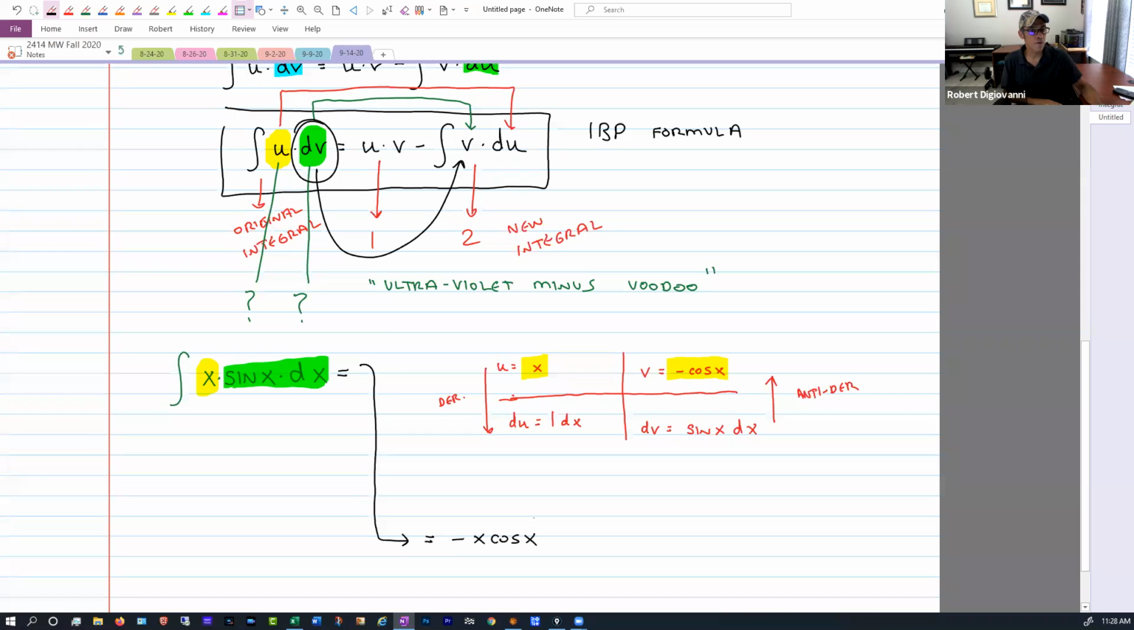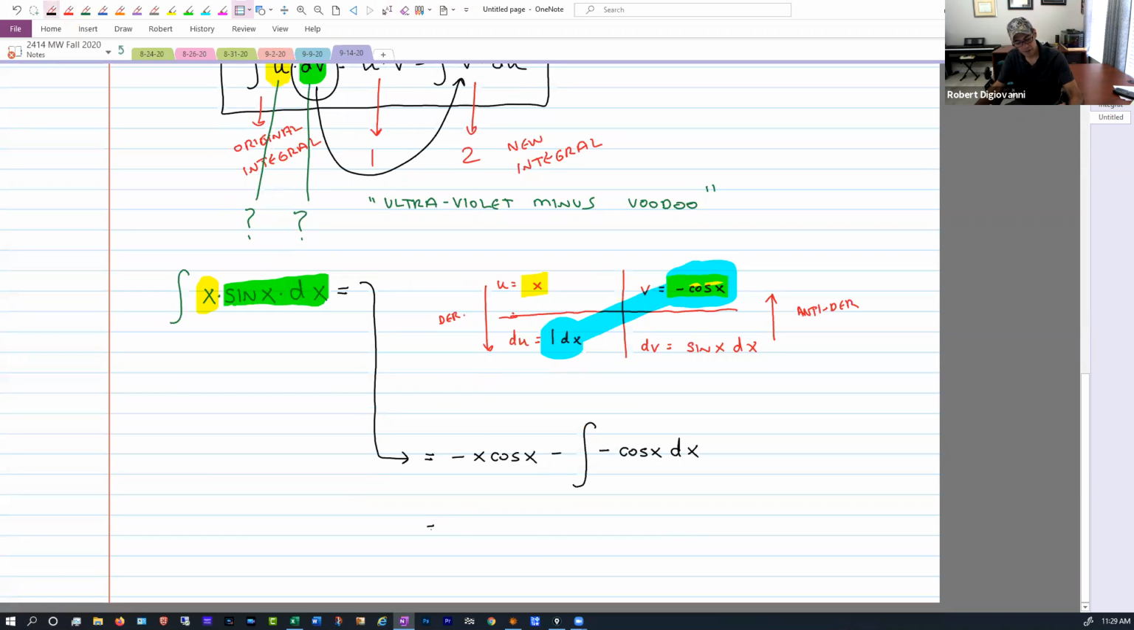And then the next part of the formula is a minus, and then an integral. And now the integral is v times du, which will always be this with this, but diagonally across. That will always be the voodoo part. And when I put those together, all I get is negative cosine x dx. I don't need the 1, but I do need the dx. Are y'all with me? Yes?